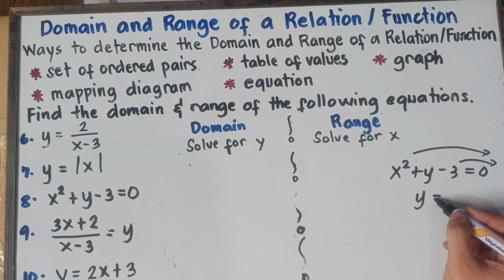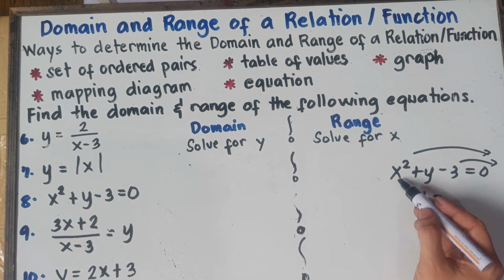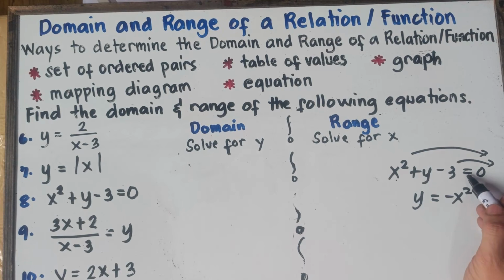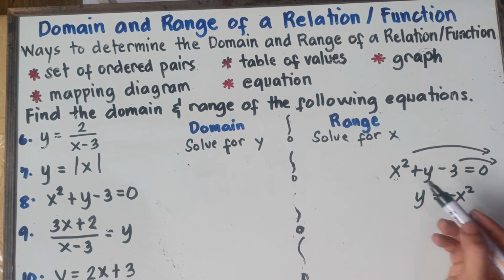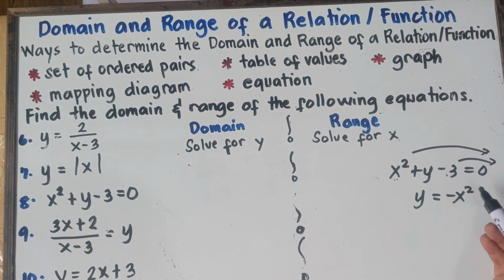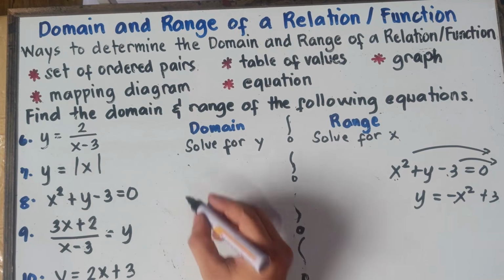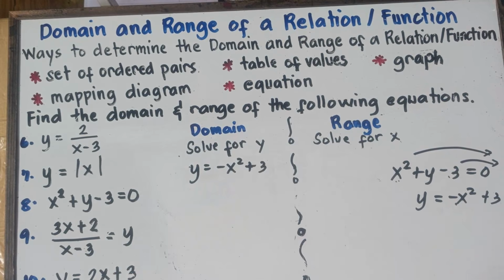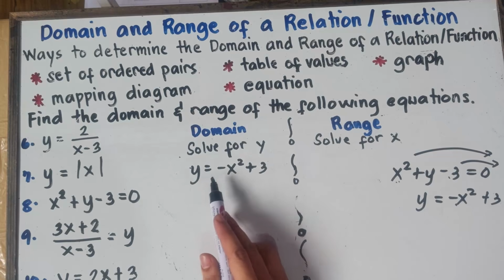So this will be y equals, this is positive x squared, it will become negative x squared. Once you transfer from this equal sign, you change the sign. This is negative 3, it will become positive 3. Alright, so y is equal to negative x squared plus 3. Alright, so therefore, class, there are no restrictions. You can have any value for x so that you can have a valid answer for y.